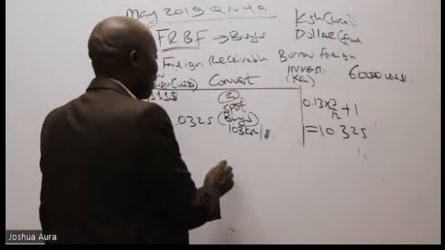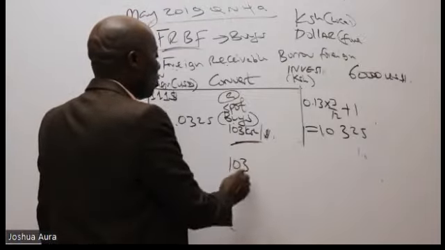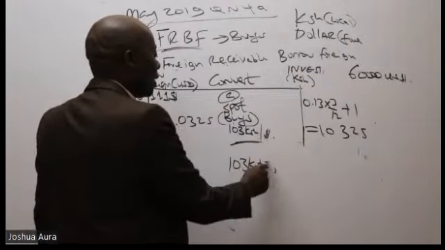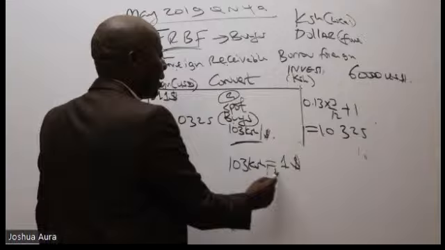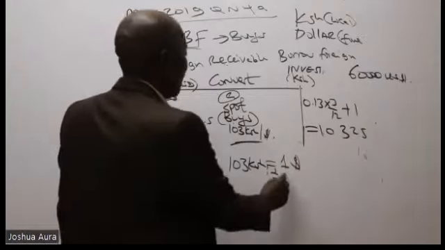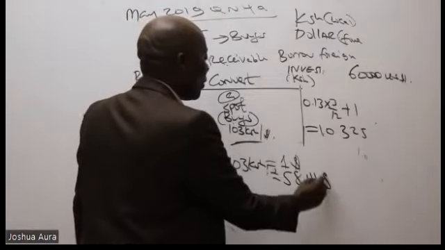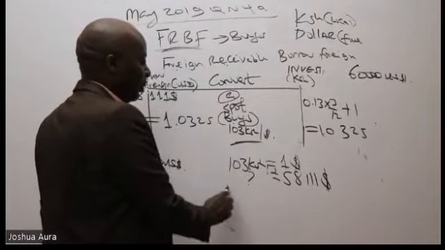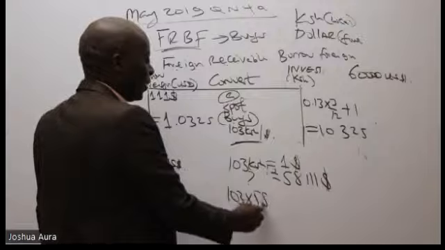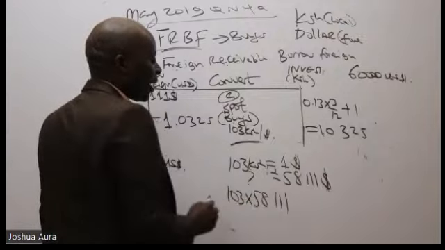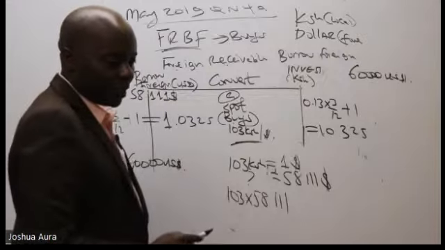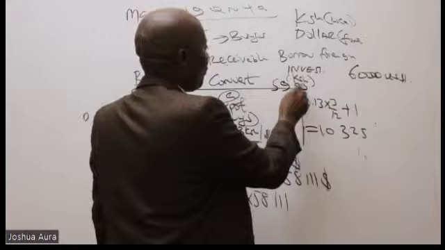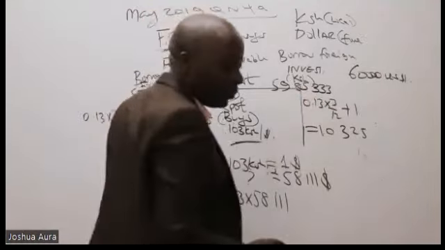So from this exchange rate, 103 Kenya shillings per dollar, this will be 103 Kenya shillings equals $1. How about 58,111 dollars? When you cross multiply, it will be 103 times 58,111, which in this case gives us 5,985,333.